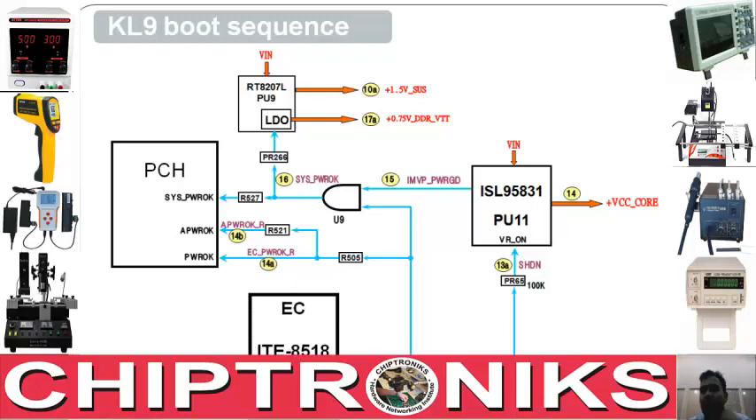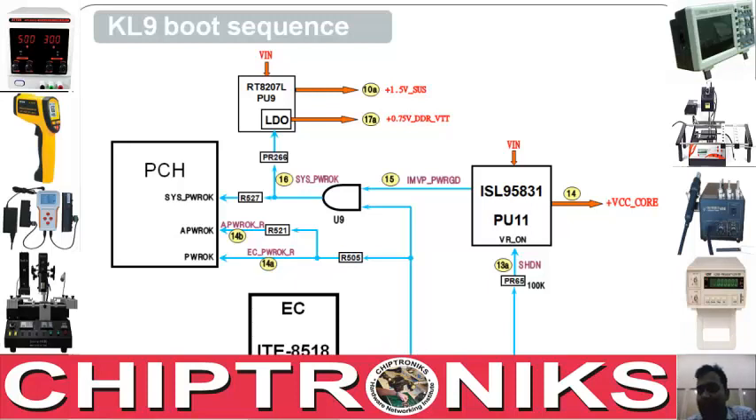VRON, that means voltage regulator on, and this signal will go to the CPU core regulator, and it will generate VCC core. At the same time, the IO controller will generate EC power okay, and there is a delay of 99 millisecond between this power good and this EC power okay.